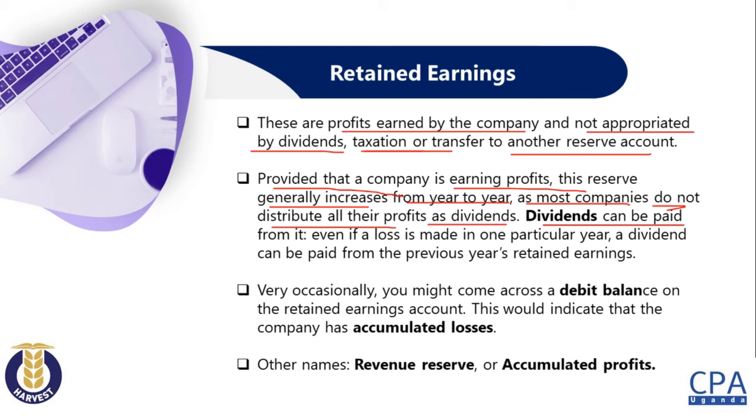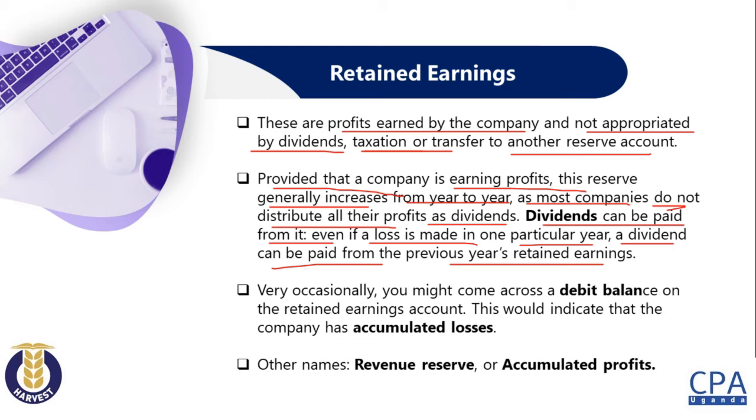Dividends can be paid from this account even if a loss is made in one particular year, because a dividend can be paid from the previous year's retained earnings. So it doesn't mean that if we have made a loss, we might not pay dividends. Yes, we can pay dividends out of the accumulated profits of the previous year.